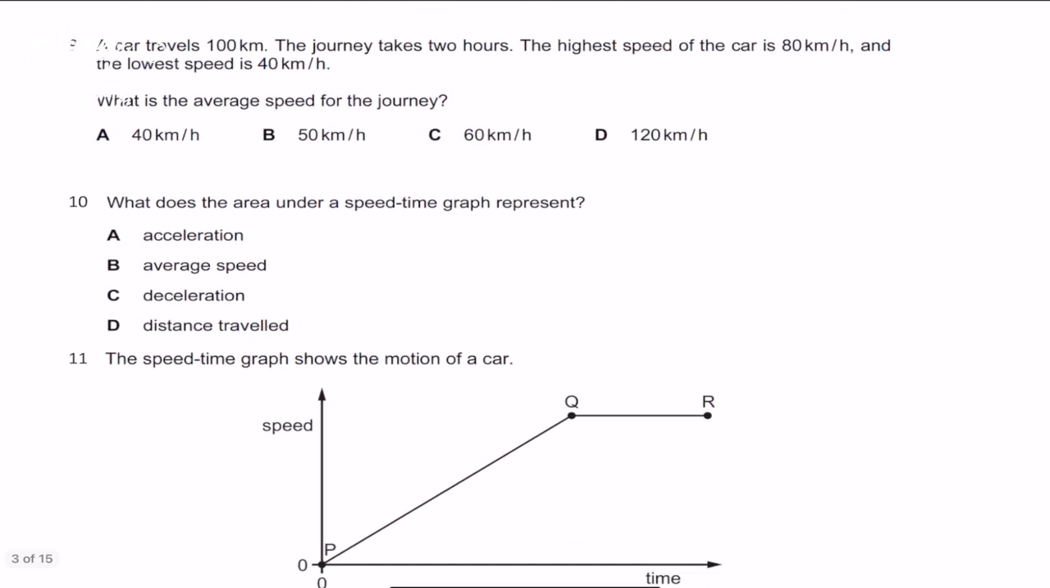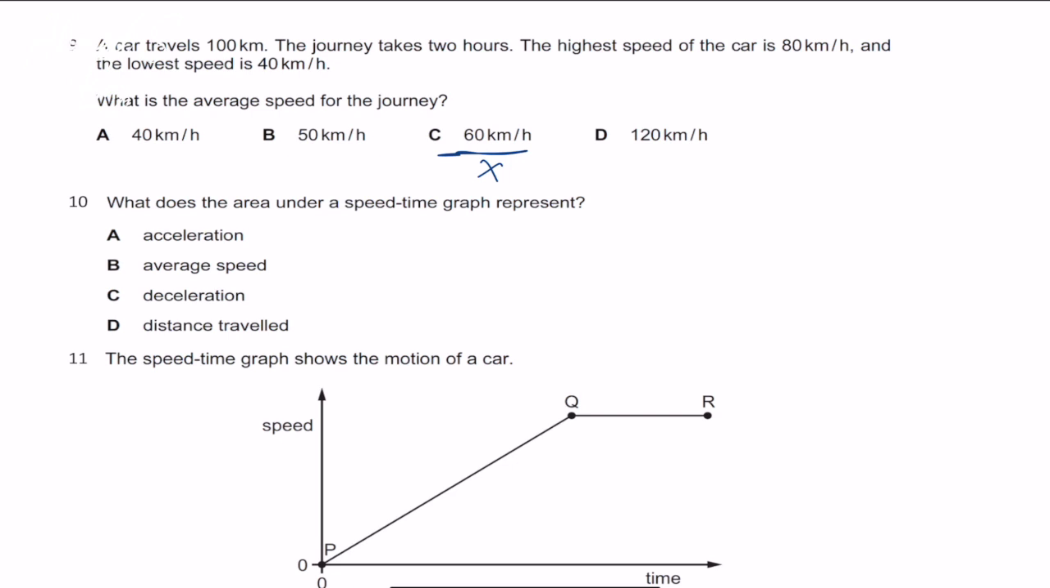And the next question, a car travels 100 kilometers. The journey takes 2 hours. The highest speed of the car is 80 kilometers per hour and the lowest speed is 20 kilometers per hour. What's the average speed of the journey? When I corrected in this session, I observed many students just add 80 plus 40 divided by 2 and choose C, and actually this is wrong, because we didn't mention the time. Was the car moving with 80 kilometers per hour, and we also didn't mention the time for the car when it was moving with 40 kilometers per hour.